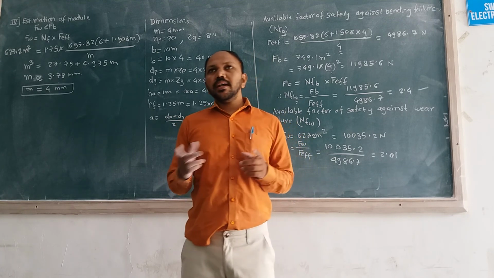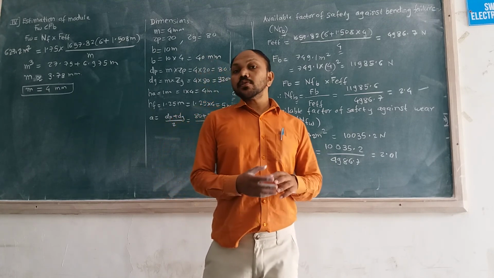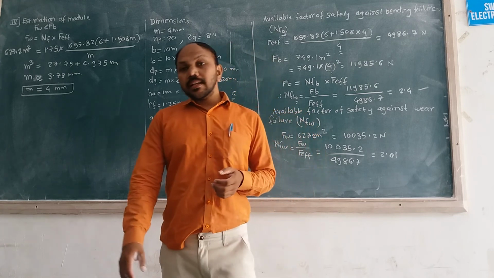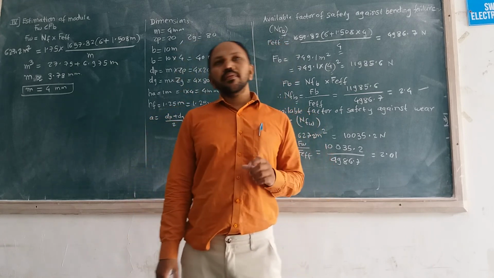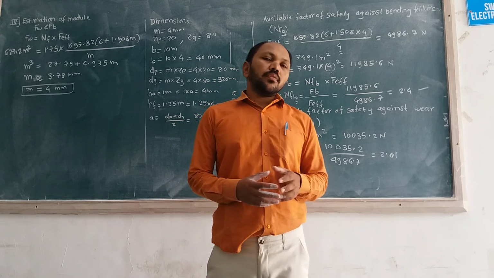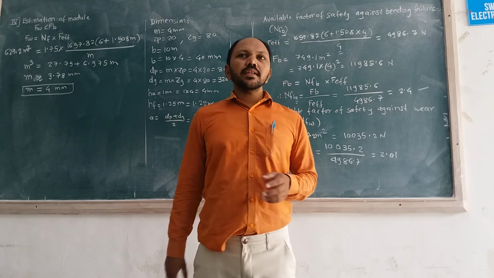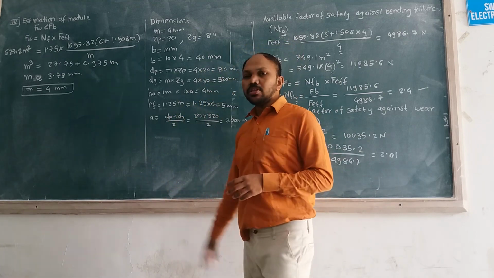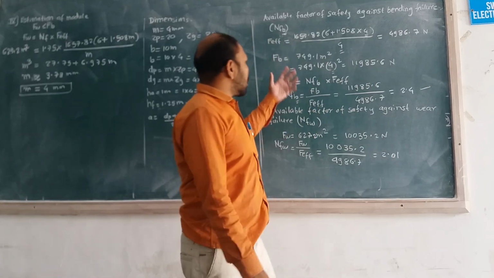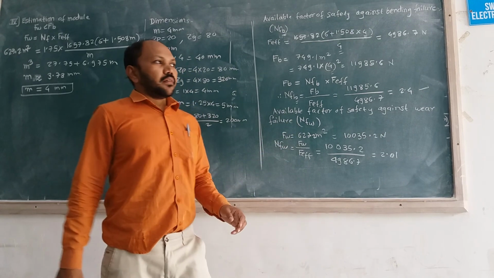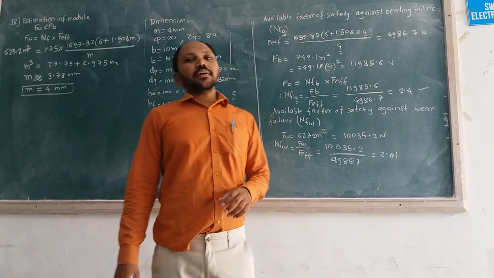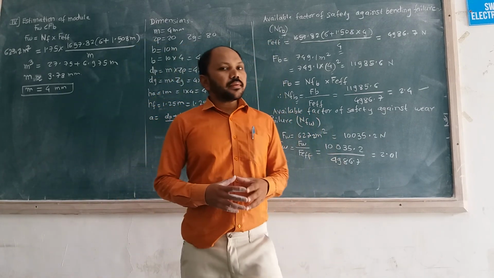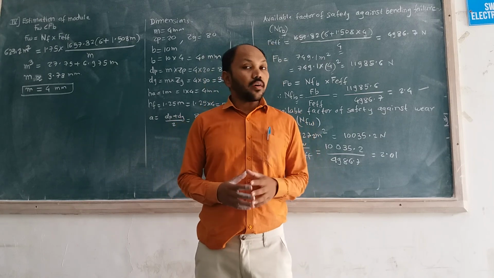After that, we calculate the module using the formula. First compare FB and FW to see which is less. If FB is less than FW, then use the FB formula for calculating the module value. After calculating the module, we get the dimensions. After getting the dimensions, for the safety check we use this formula to calculate the factor of safety. So in this way we finish this numerical, and we stop here. Thank you.